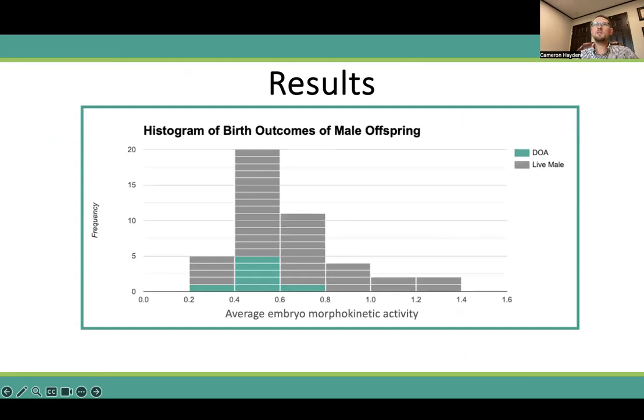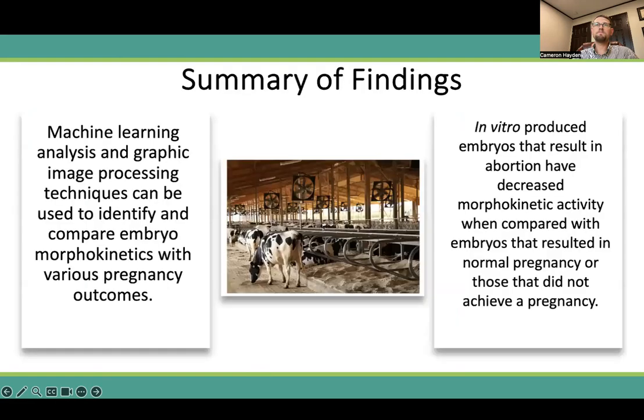In continuation of the previous slide, however, we have a histogram of birth outcomes of male offspring. We can see that the majority of the male dead on arrival embryos clustered in the activity level near 0.5. This means that with an increased sample size and the use of powerful machine learning techniques, future work may be able to identify these prior to transfer.